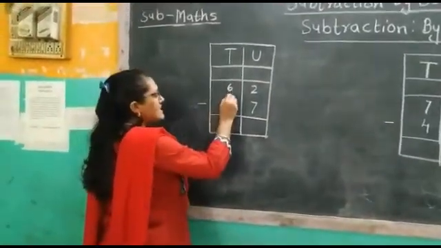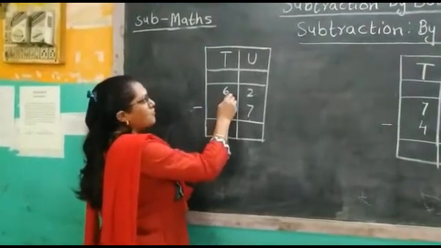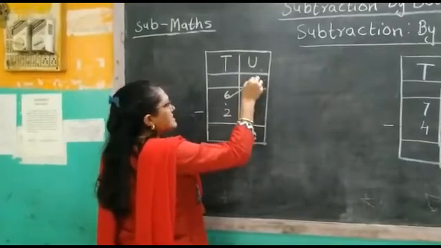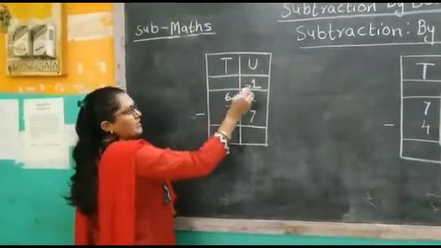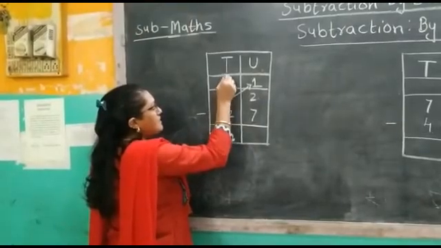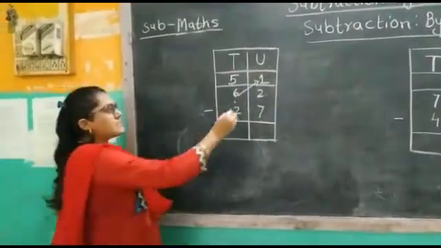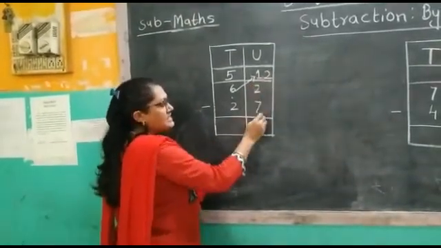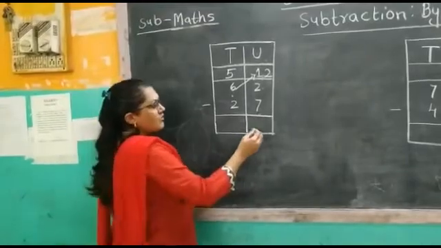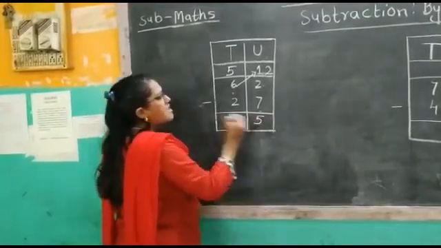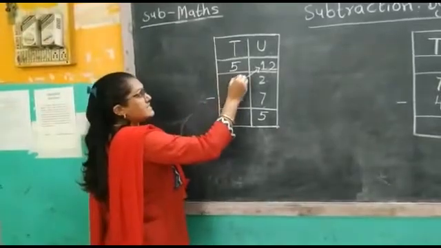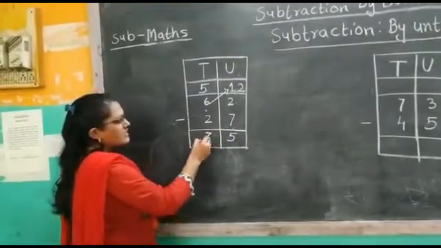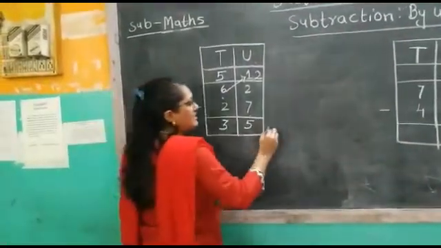We will borrow 1 from this 6. So we are borrowing 1 from this 6. Now what to do students? When we borrow 1 from 6, here it will become 5. Now what to do? This 1 we are going to write down here. So 12 minus 7. So what will be the answer? 5 will be your answer. Now 5 minus 2 is equal to 3. So your answer is 35.